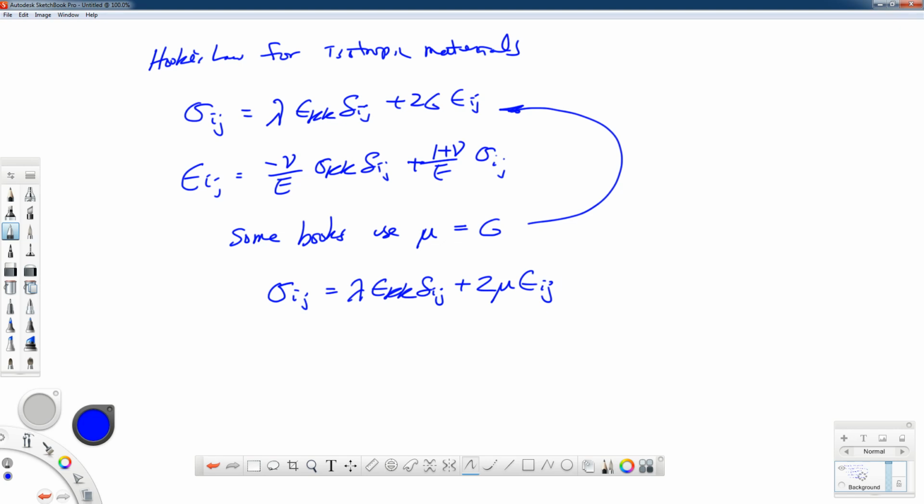Now, we've done a lot of algebra in these pages, but yet still we have this tensor form. So at this point in the course, you should be very familiar now with index notation, and that shouldn't be an impediment. You should know what epsilon kk means, you should know what Kronecker delta ij means, and everything else. But here we have Hooke's law in terms of Lamé coefficients, or we can write it in terms of E and nu.